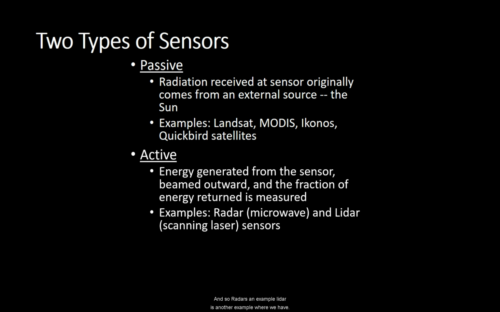LiDAR is another example where we have the sensor attached to a fixed wing airplane or helicopter, and it's sending a laser down to the earth. And that laser beam is bouncing back, and it's providing information regarding treetops. So, for example, the density of the tree canopy, the height of the trees, and so that information will be very helpful at a high resolution, detailed imagery for the LiDAR.